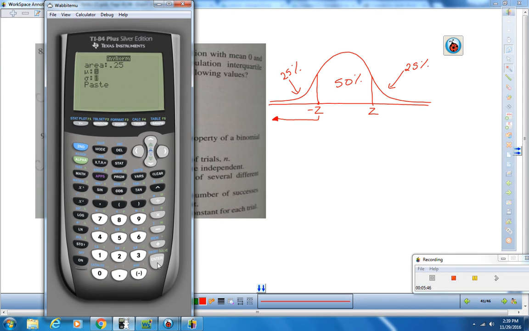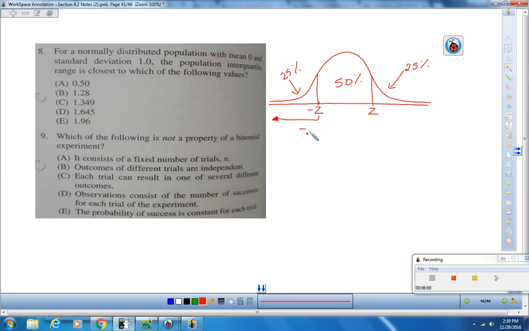Okay, so there's my area, 0.25. If I paste that in, it should give me a negative z-score. So negative 0.6745. And this one will be positive 0.6745. So the interquartile range is just the bigger number minus the smaller number. So this is going to be 0.6745 minus a negative 0.6745. And when I put those two together, I get about 1.349-ish.